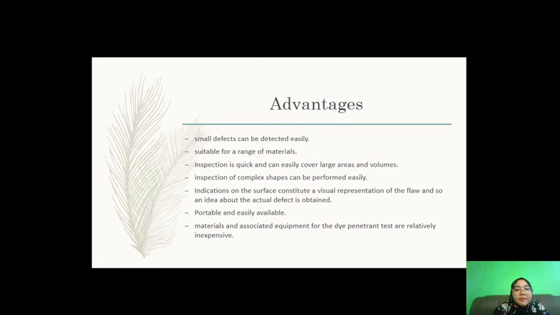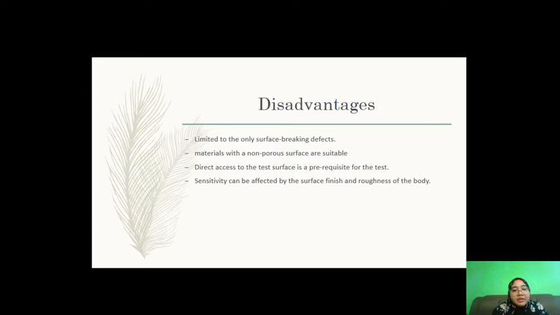The advantages of dye penetrant are that small defects can be detected easily and it is suitable for a range of materials. Inspection is quick and can easily cover large areas and volumes. Then the disadvantages are that it is limited to only surface breaking defects. Materials with a non-porous surface are suitable. Direct access to the test surface is required. Sensitivity can be affected by the surface finish and roughness of the body.